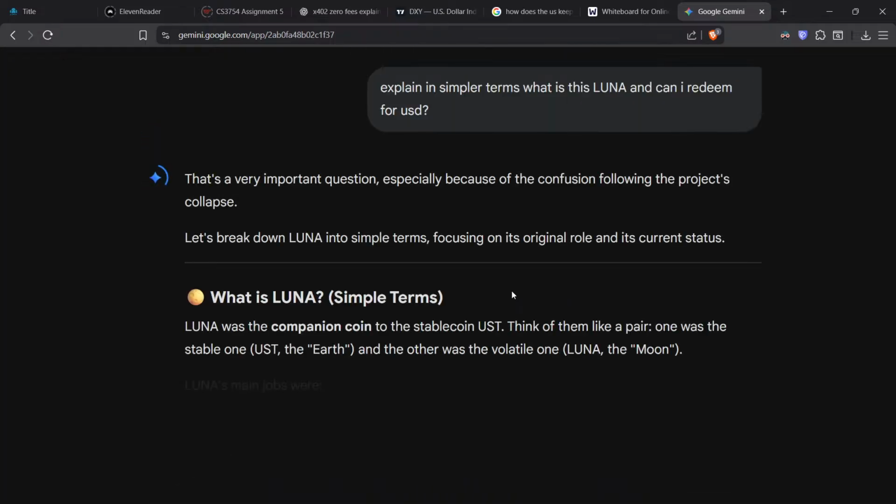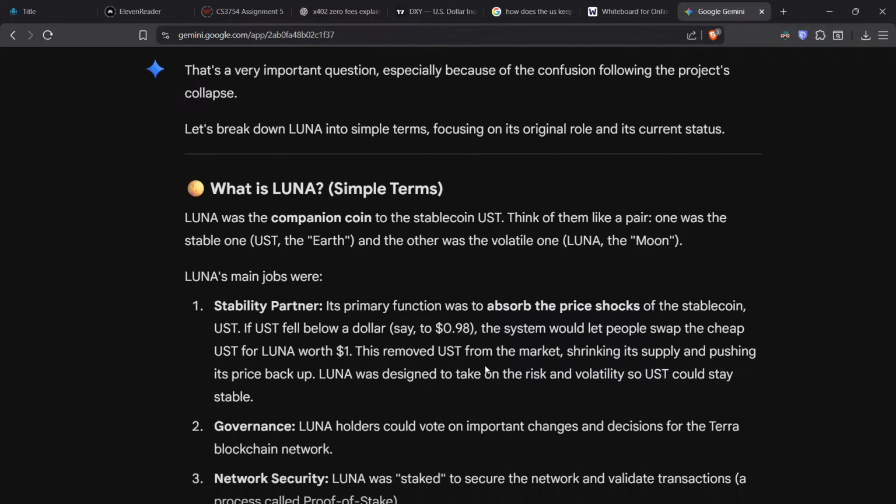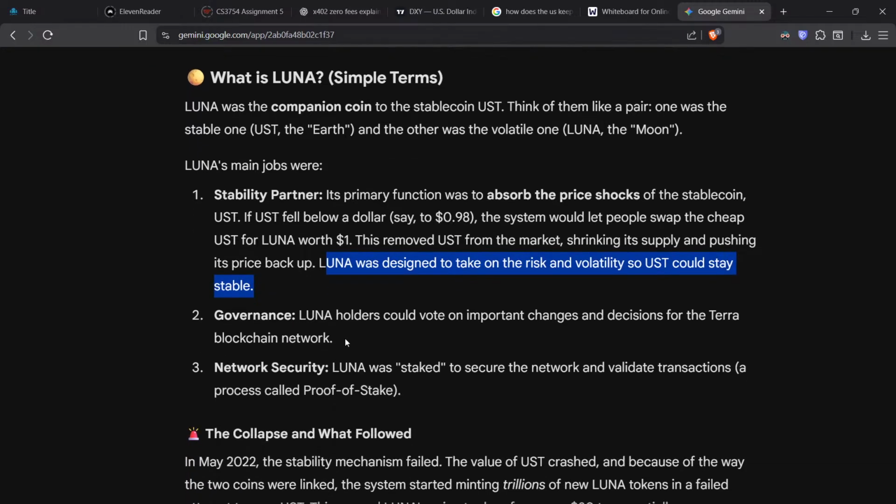It's a companion coin to the stablecoin. Think of it like a pair. One was stable, UST, the other was a volatile one, the moon. Okay. Its primary function is to absorb price shocks of the stablecoin. If UST fell below $1, the system would let people swap the cheap UST for Luna worth $1. This removed UST from the market, shrinking its supply and pushing its price back up. Luna was designed to take on the risk and volatility so UST could stay stable. That's interesting. The idea is interesting in theory. Luna holders could vote on important changes and decisions for the Terra blockchain network. Luna was staked to secure the network and validate transactions.